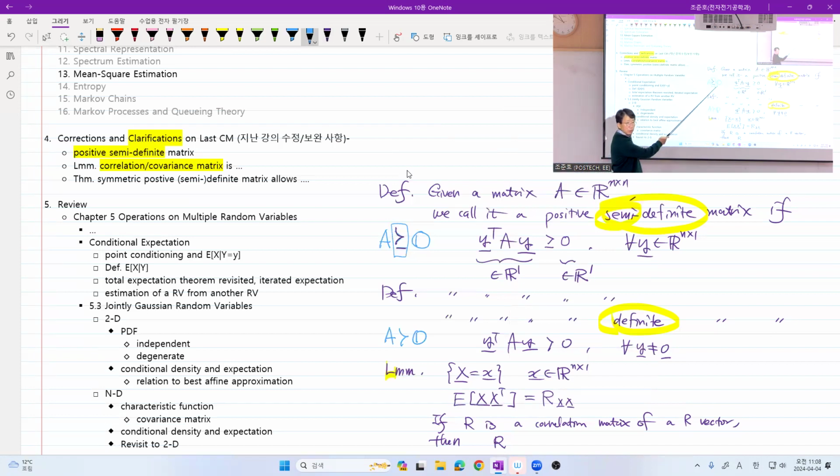This 0 bold-faced is the n by n all 0 matrix. Okay, be careful. This is not a scalar. This is a matrix. Got it? So a matrix and a matrix are compared. But this curvy inequality does not mean entry by entry inequality. It means positive semi-definiteness. Got it?